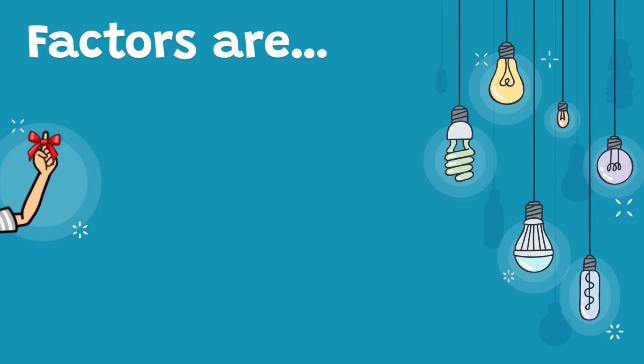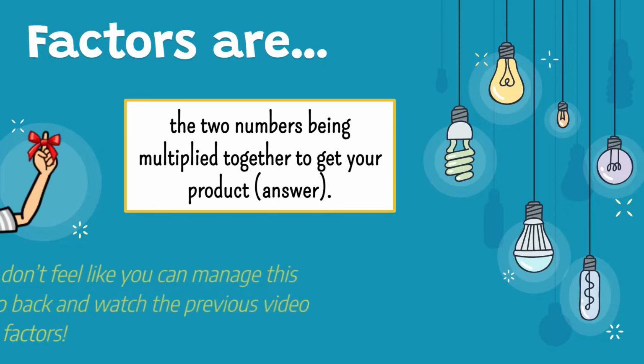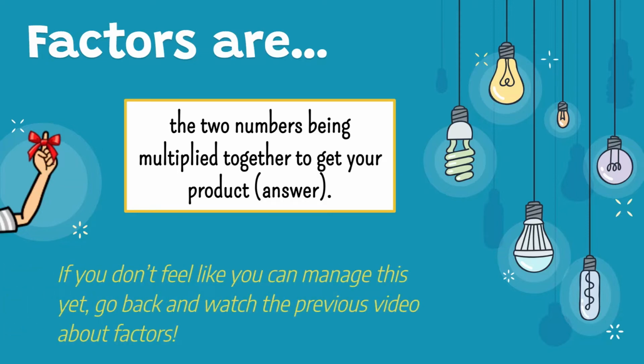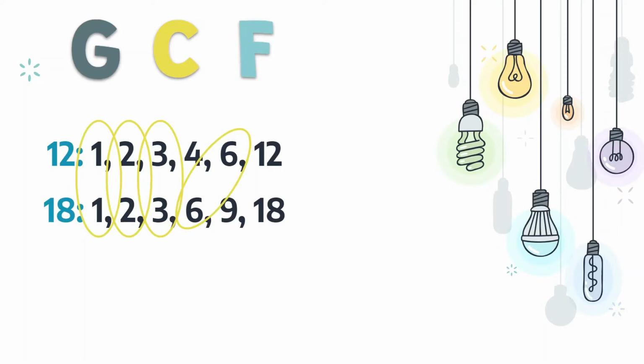Reminder from the last video. Factors are the two numbers being multiplied together to get your product. If you don't feel like you can manage this yet, please go back and watch the previous video about factors. Finding the greatest common factor is when you find factors for two or more different numbers and see what they have in common, just like the title says.